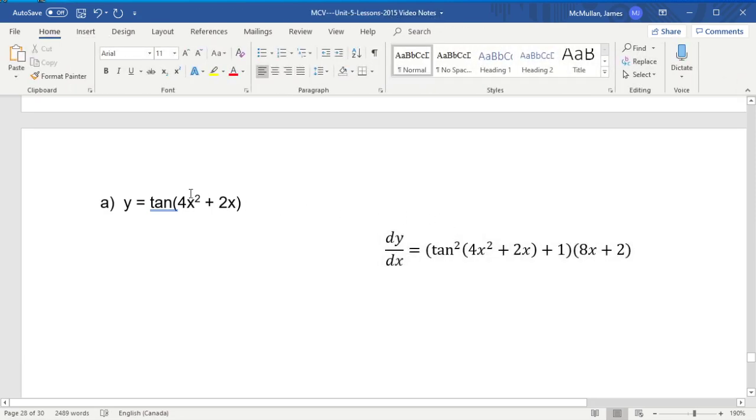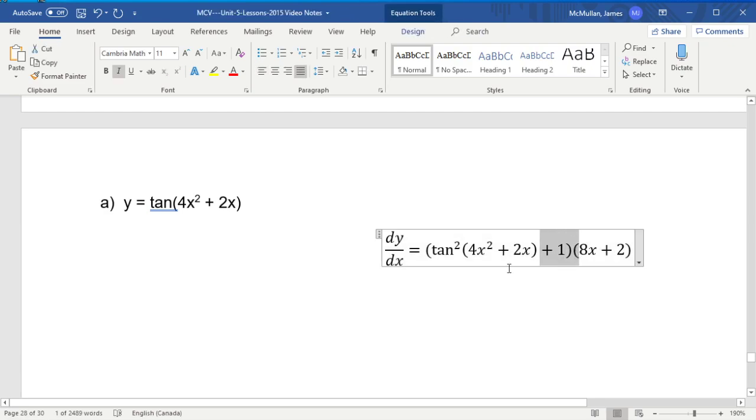I do the derivative of the outside function, which is tan squared of blank plus 1. I copy the blank out exactly as it was, and then I do the derivative of the blank at the very end. Make sure the plus 1 is inside the bracket.